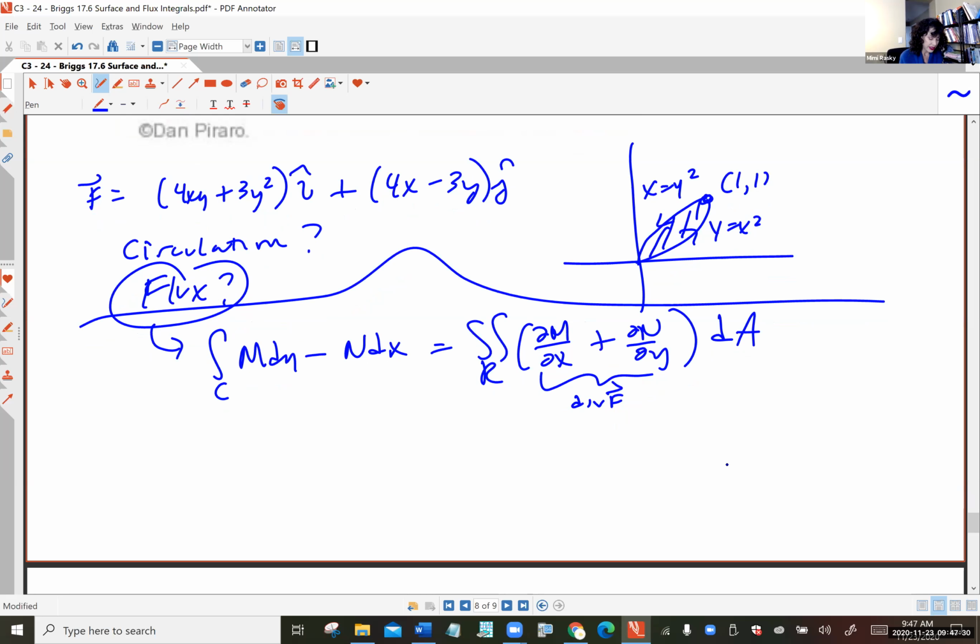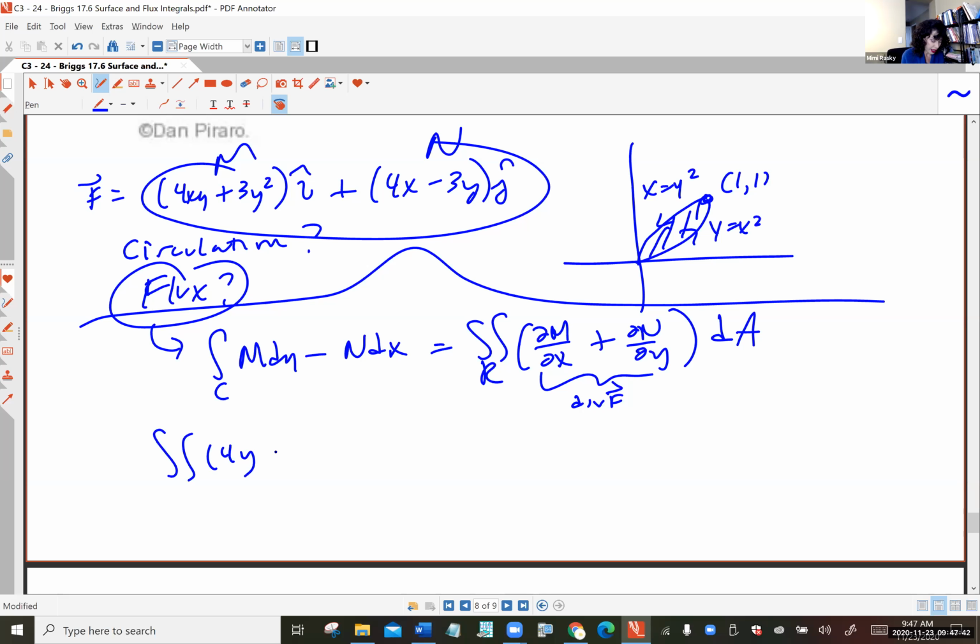Fine. So what is the divergence for this vector field? Well, here's M, here's N, and I'm looking at dM/dx, and I get 4y, and then plus dN/dy, I get -3. Oh, that's not too bad. Okay, and then I'm going to choose my order of integration to be dy dx, and if this is my region here, I could be really careful.